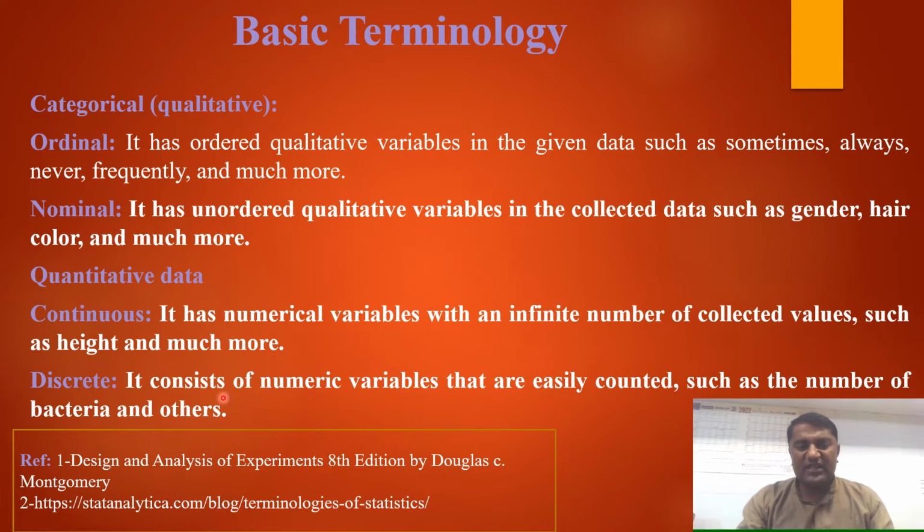others. Discrete means that you are representing whole-digit data. Like the seven boys in the class, the seven is a whole digit, which is called the discrete variable. And the other is the continuous variable, like height, which is 7.5 inches, 7.4 inches, that data is in points. So this point data is called the continuous data.